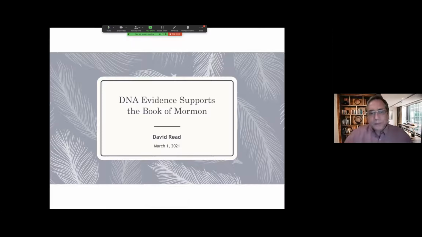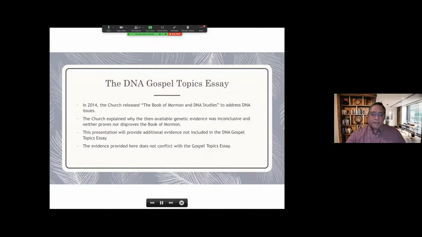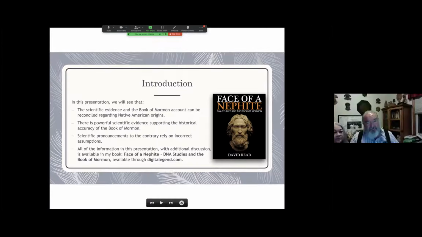All right. Okay, so this is a presentation related to the DNA evidence supporting the Book of Mormon. On the right side of the screen, you see a copy of the book that I've written. In this presentation, we'll go ahead.